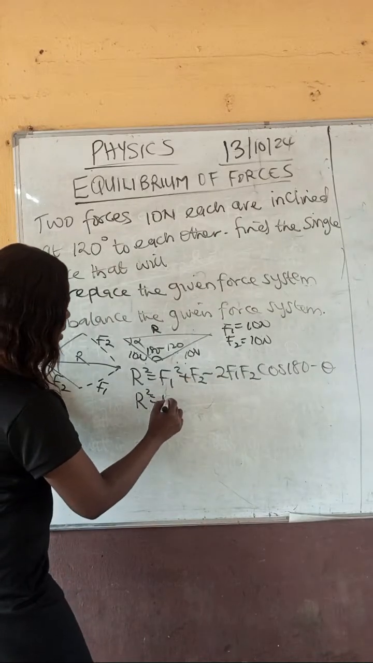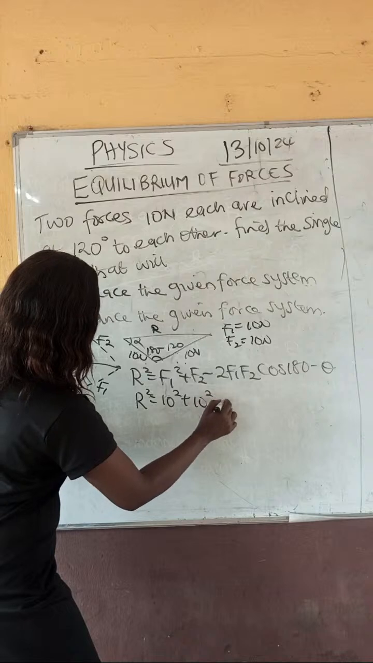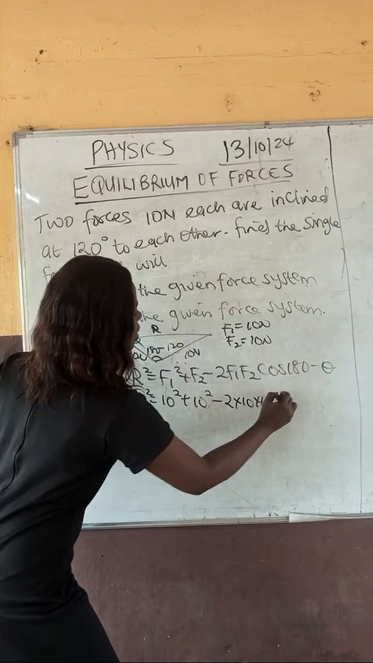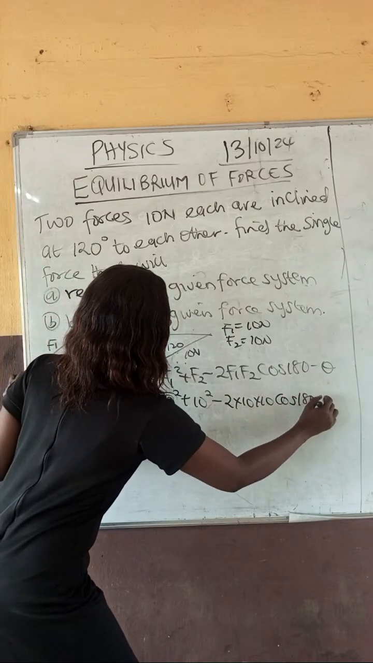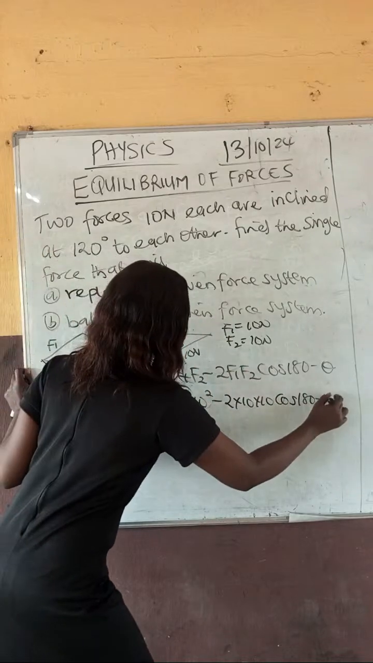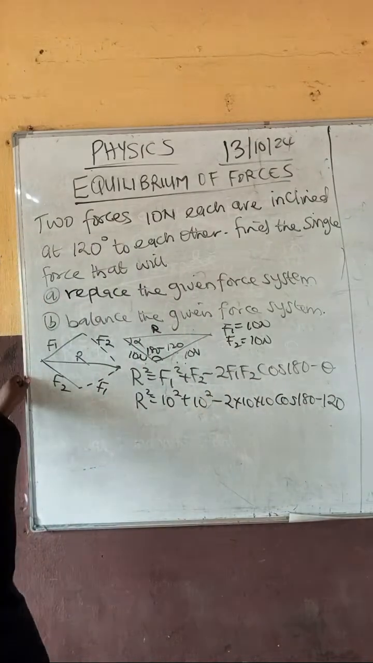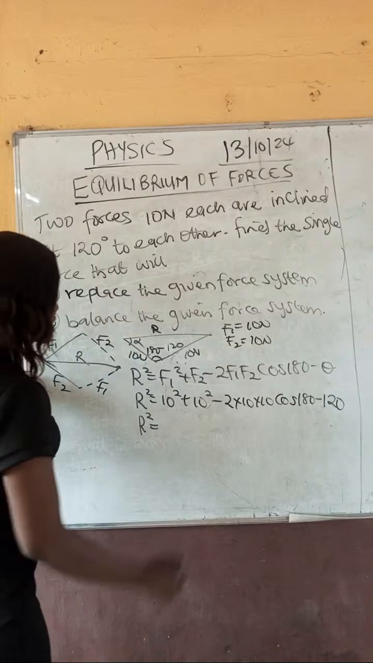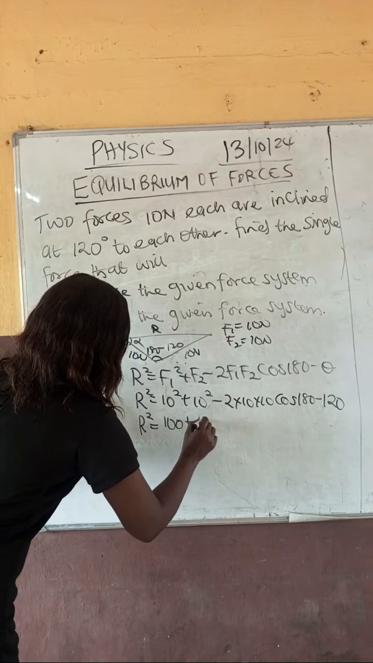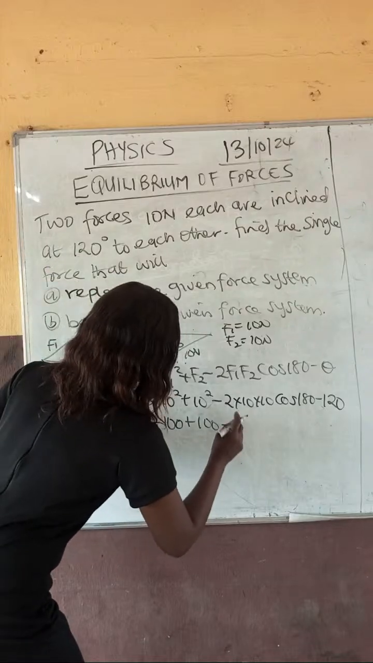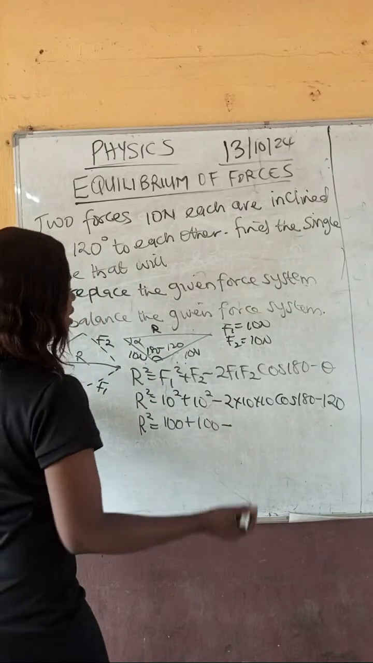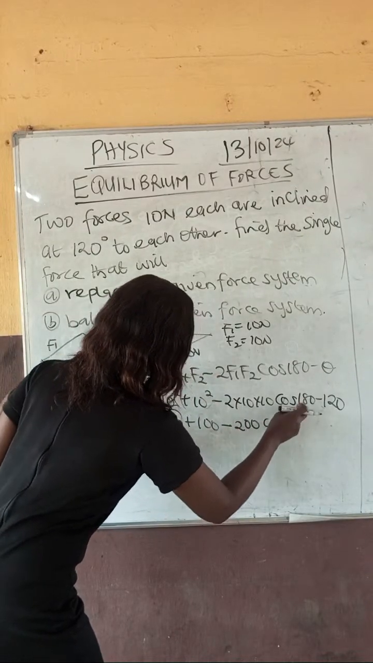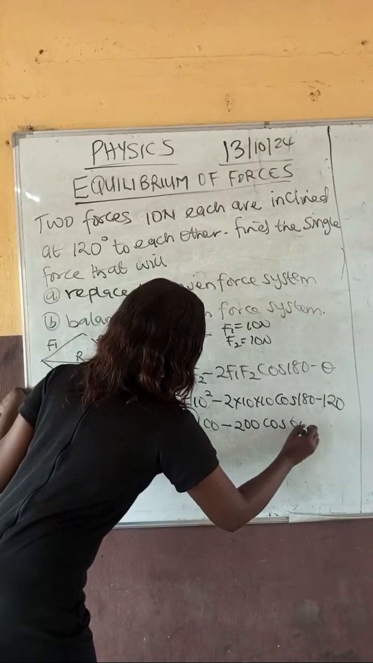This is my F1. I have 10 square plus 10 square, then minus 2 times 10 times 10, cos(180 minus theta), which is my angle, 120. What am I going to do next? I'll substitute the values. R square is equal to 10 square, which is 100, plus 100, then minus 2 times 10, which is 20, 20 times 10 is 200. Then cos(180 minus 120) becomes cos 60.